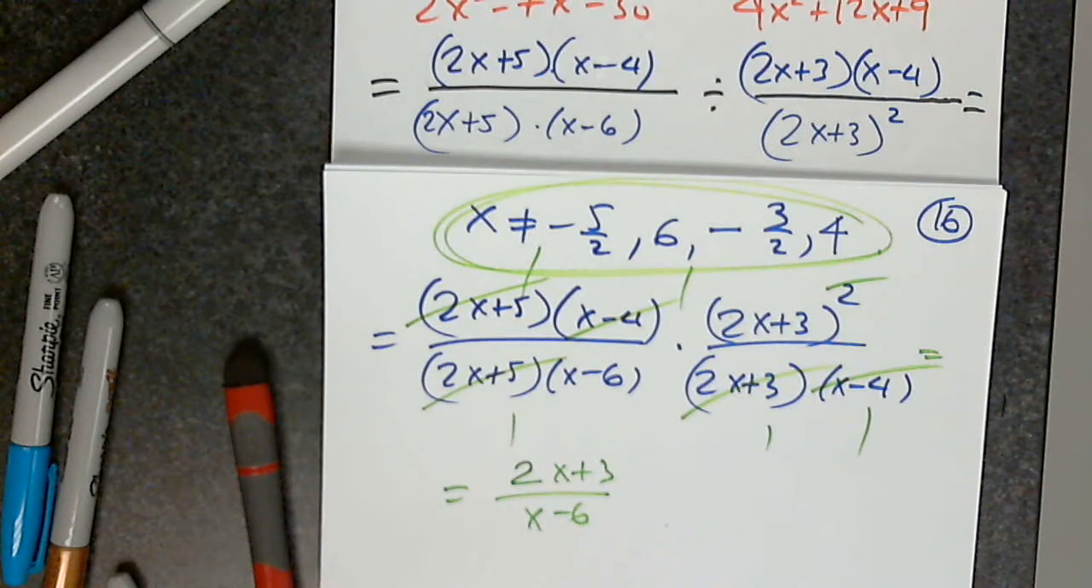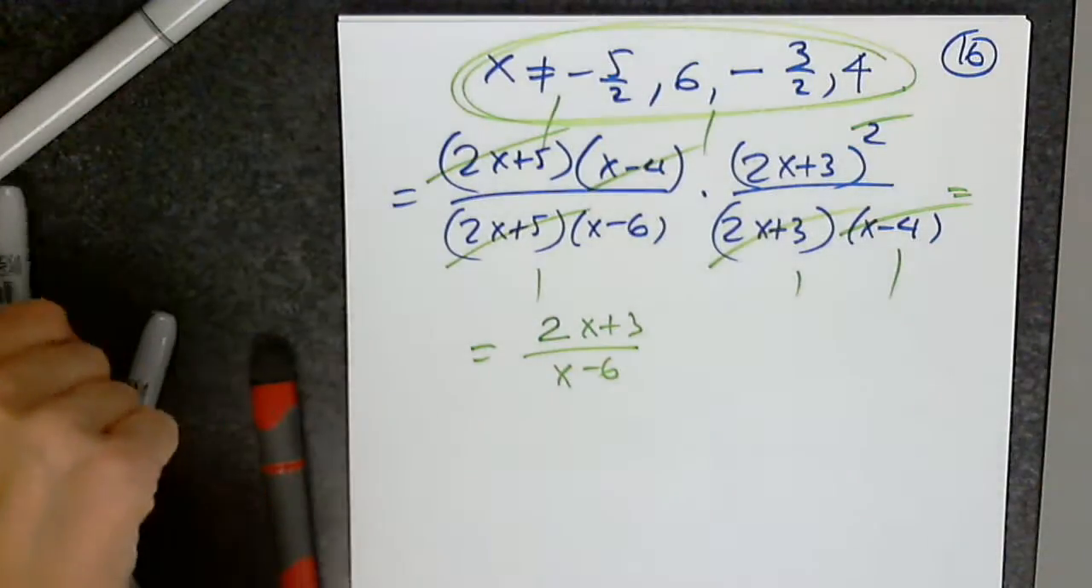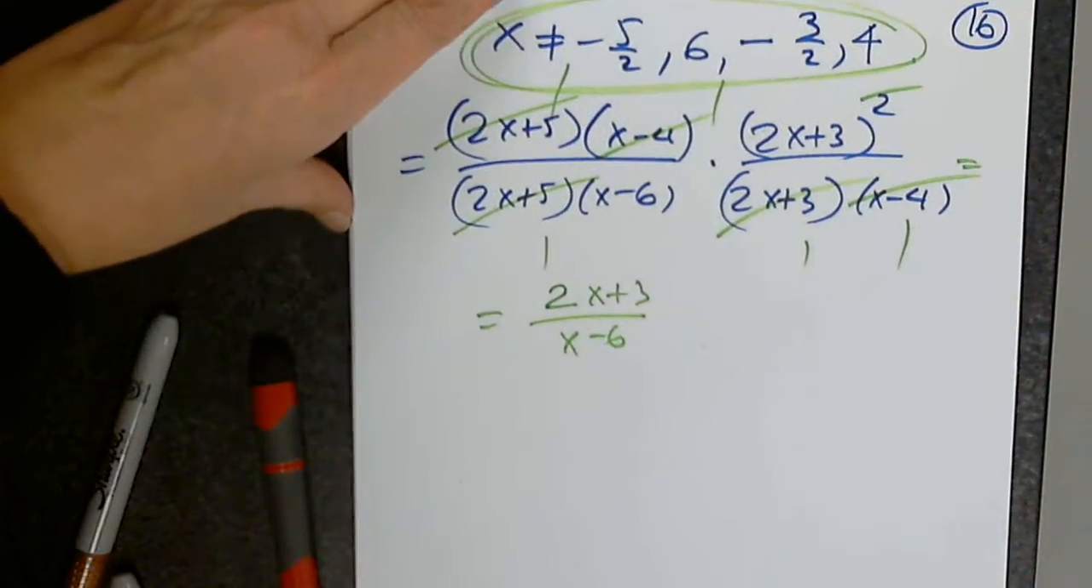Now, I think we had enough of multiplication and division. Do you think we understand how to factor, state restrictions, simplify? Yes? Okay. So now we are ready to look at adding and subtracting rational expressions.